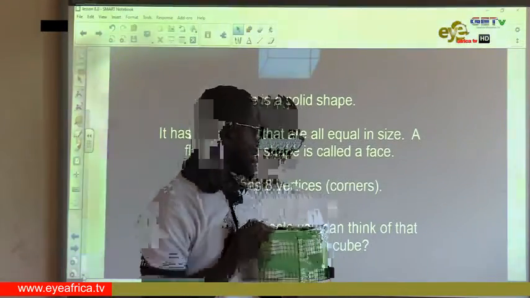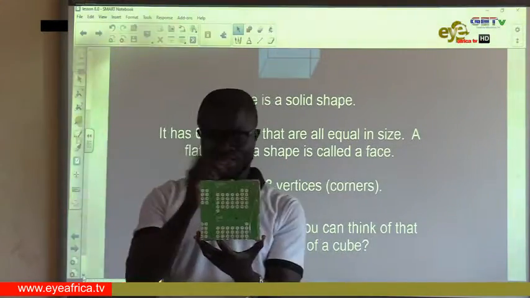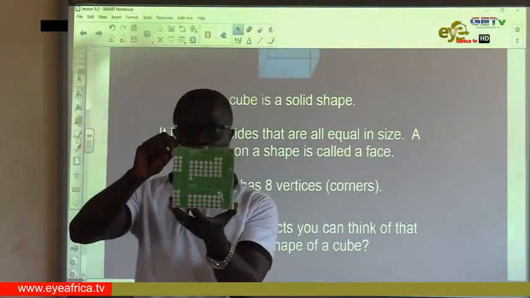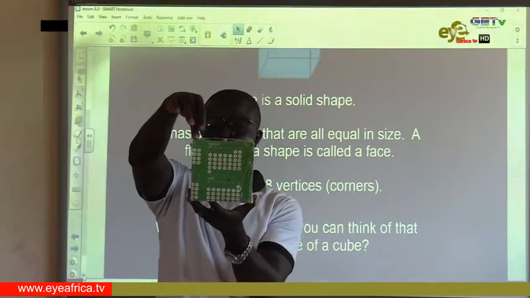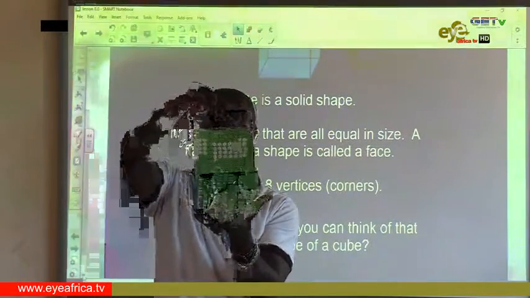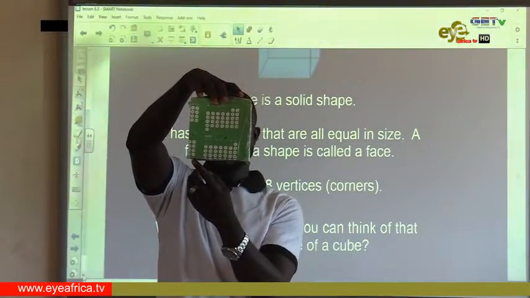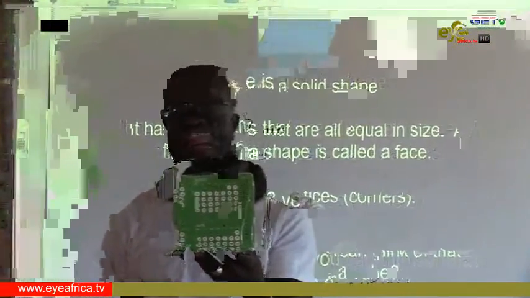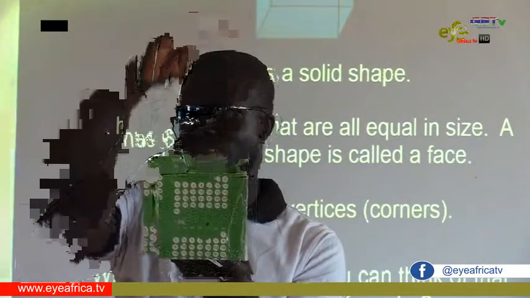Also, we made mention that it has how many corners or vertices? We said it has 8 corners. We count to be sure that there are 8 corners in a cube. Can we do that together? I start from here. We have 1, 2, 3, 4, 5, 6, 7, 8. Can we take it again, please? You count with me, please. How many corners? We are told a cube has 8 corners.